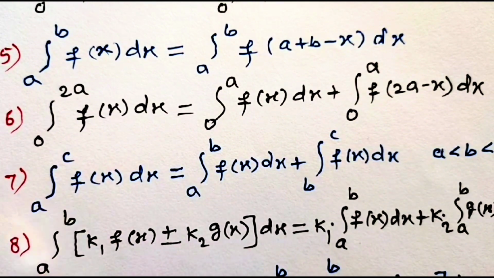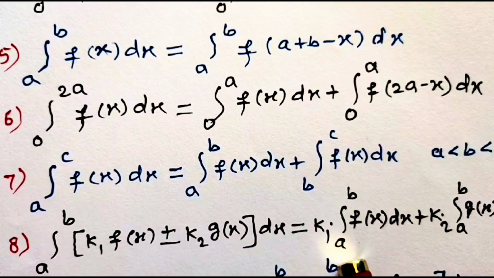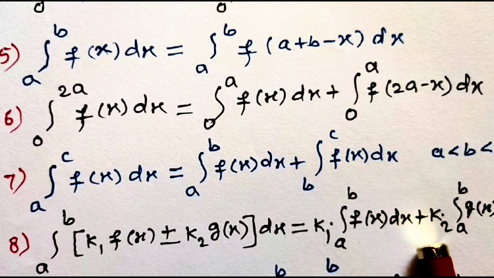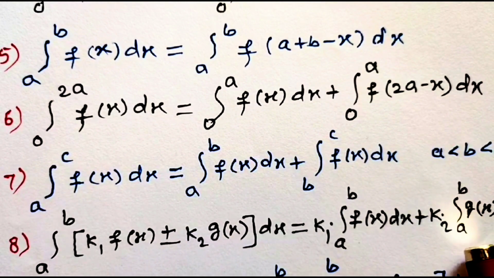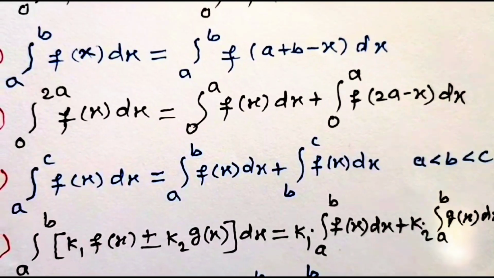Integral from a to b of k1 into f of x, k1 is a constant coefficient, plus or minus k2 into g of x, k2 is also a constant coefficient. Now this integral we can write as k1 into integral of f of x dx from a to b with respect to x plus k2 into integral from a to b of g of x dx. This is the linearity property.